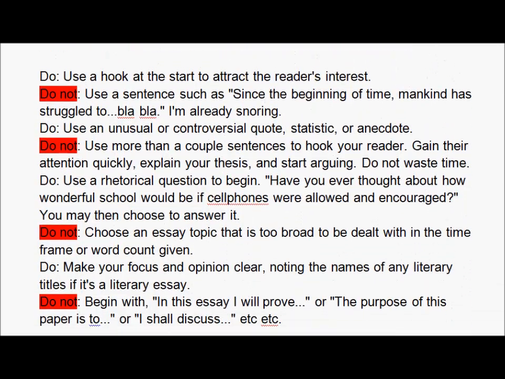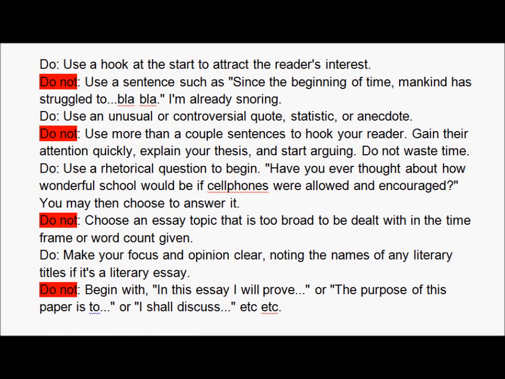So, we're going to look down here. So, use a hook at the start to attract the reader's interest. So, you need to get their attention quickly. It says, do not use a sentence such as, since the beginning of time, mankind has struggled to blah blah blah. Yeah, not good. So in the above example, we are talking about school uniforms. You can say, since the beginning of time, mankind has struggled to, I don't know, figure out what they should wear. That would be a horrible start to your essay.